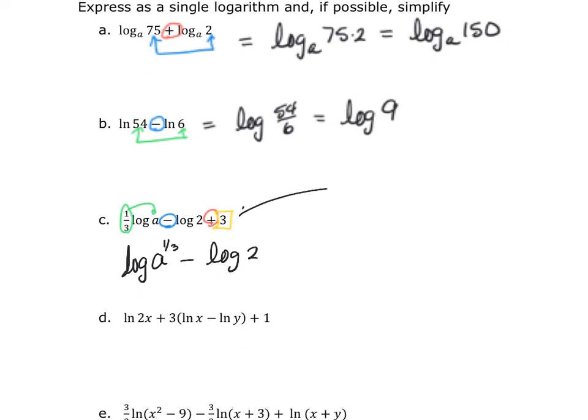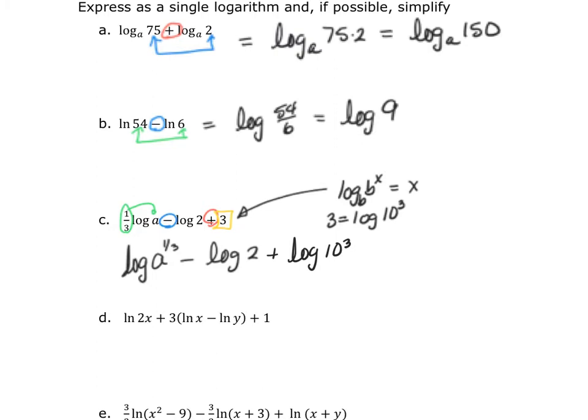Now, from our previous examples, we know that if we have the log base b of b to the x, this is just equal to x. So we're going to reverse this. This is equal to 3. So we're going to rewrite this 3 as the log base 10 of 10 to the third. And that's how I'm going to bring that back in. So this is going to be plus the log of 10 to the third.